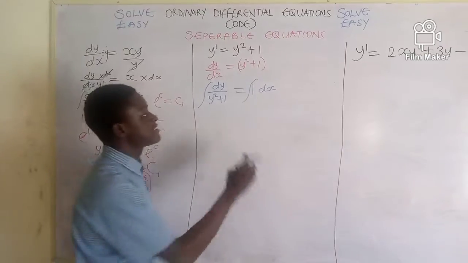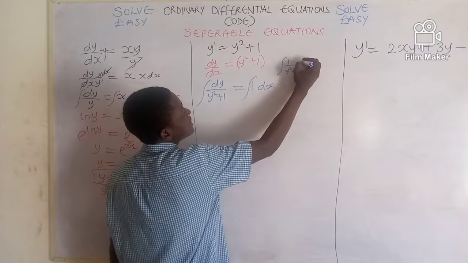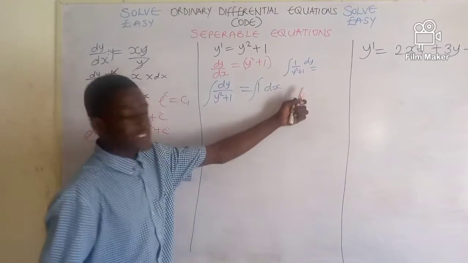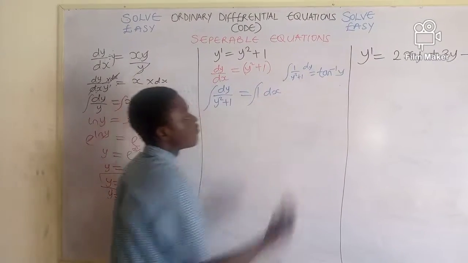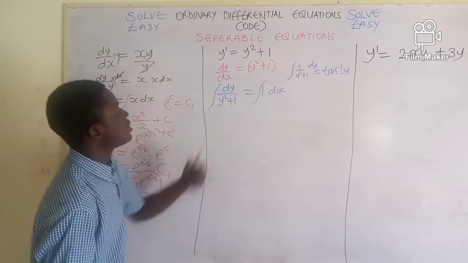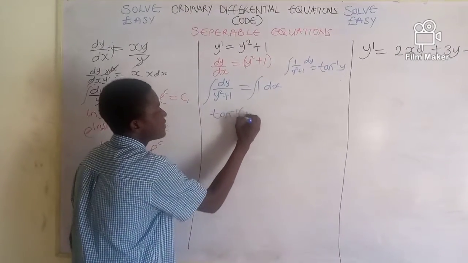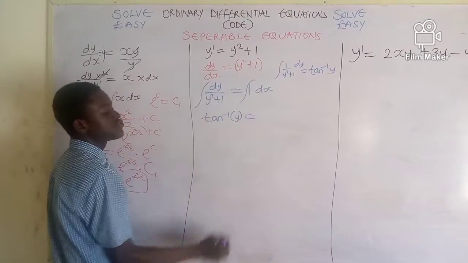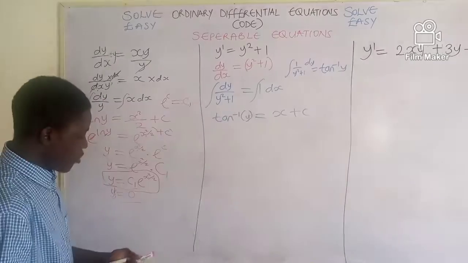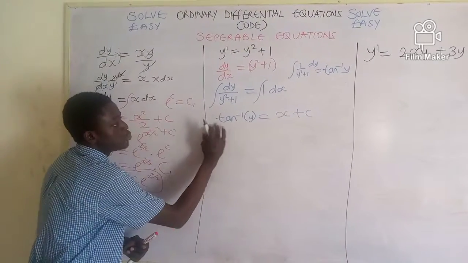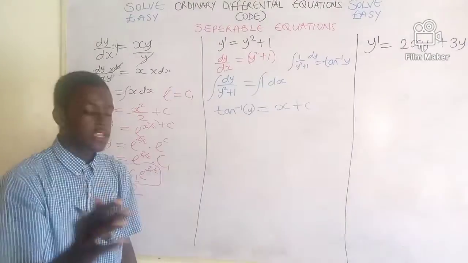Integrating this, from our standard integrals, we can do this as 1 over y squared plus 1 times dy. Standard integrals told us that this is equal to the tan inverse of y. Therefore, on this side, tan inverse of y equals, integrating 1 here, x plus c. Therefore, we can remove tan inverse here and take the tan to this side because we want y to stand alone.